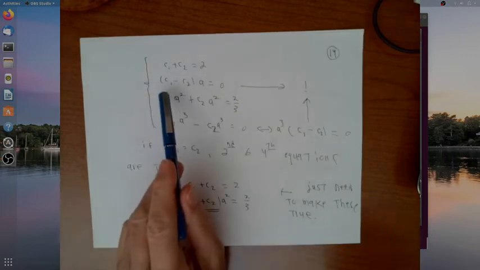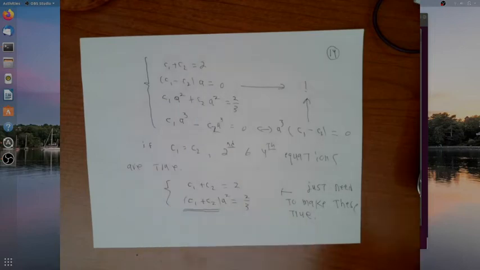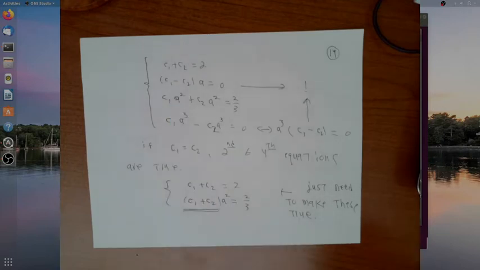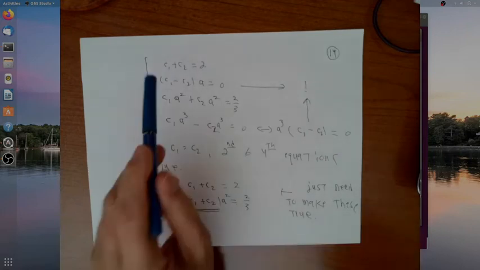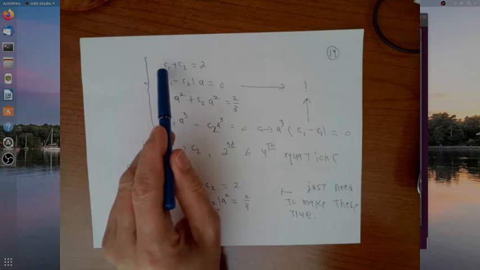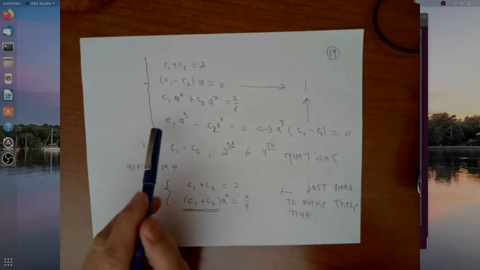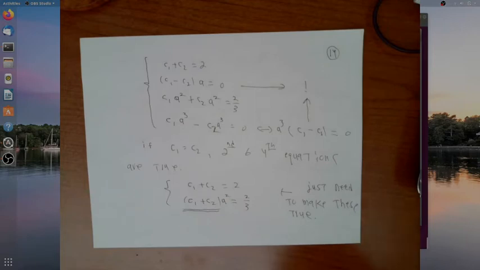In this equation, I'm hoping that A is some positive number. If that's the case, that says that C1 minus C2 has to be 0. C1 and C2 have to be equal to each other. Now that you know that, this first equation says C1 plus C1 is 2. Obviously C1 has to be 1, and C2 has to be 1 also. Even if I didn't notice that, I would have figured it out from the last equation.